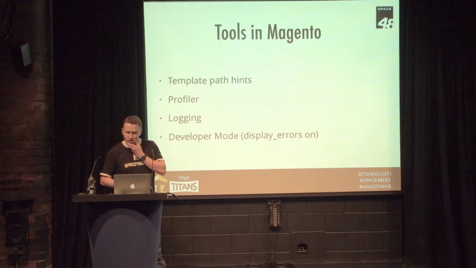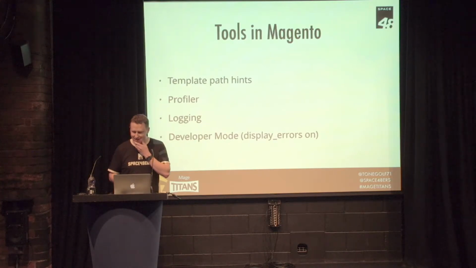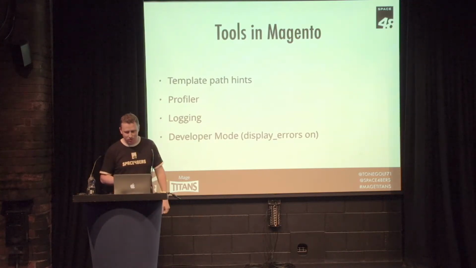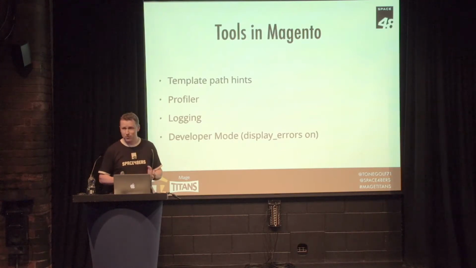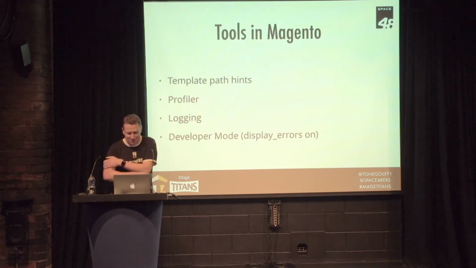So onto the tools. Now, there's a lot here. I'm just going to start with tools in Magento. Some basic features. Hopefully most people will be familiar with all these. If you've got a problem in the front end and you're not quite understanding why you're seeing such behavior, you can switch on the template path hints. It'll screw up your front end completely. Don't ever do this on live unless you've got the IP filter in there.